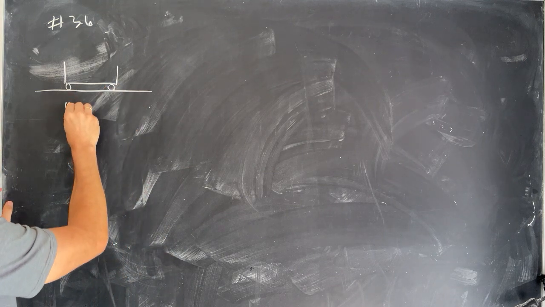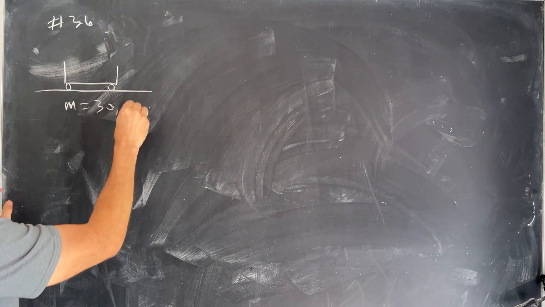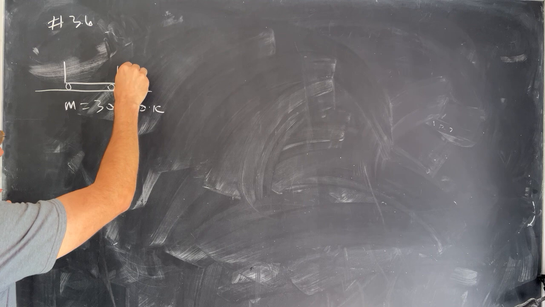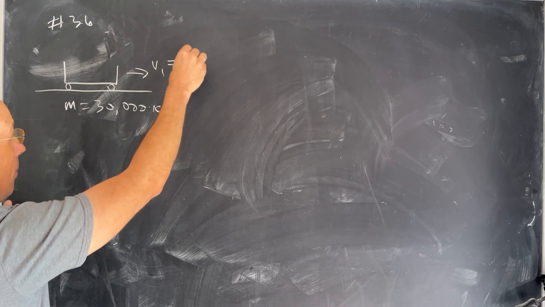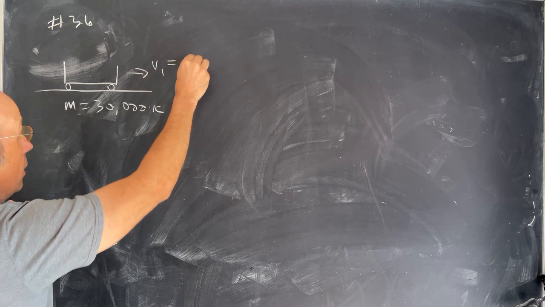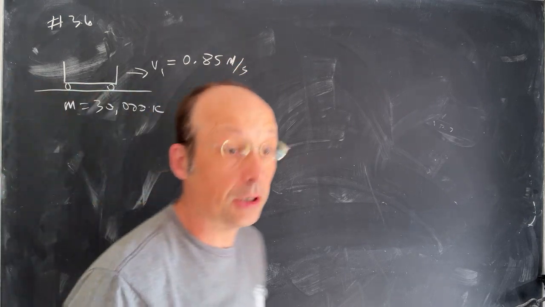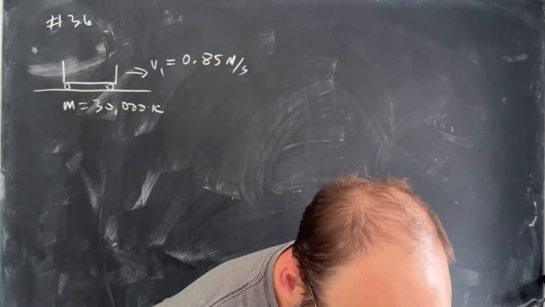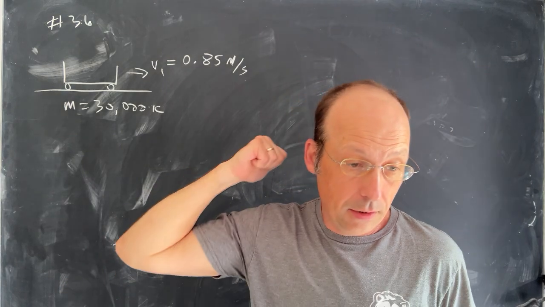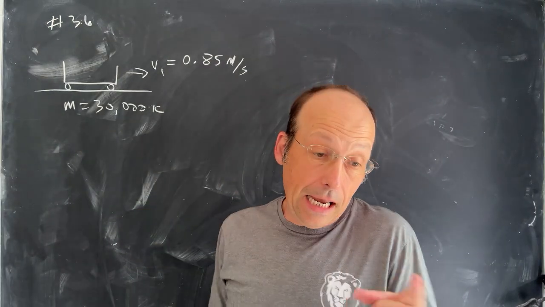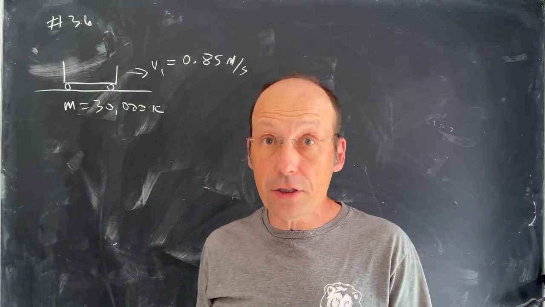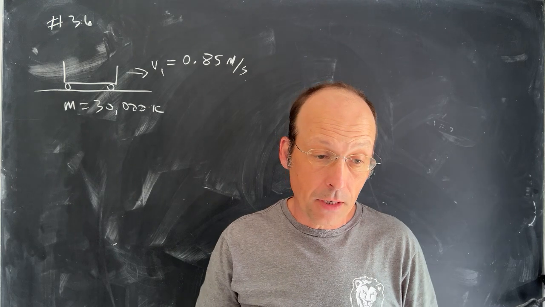I'm going to put the mass of 30,000 kilograms, and then I'm going to call this V1 because I think it might change, and that was 0.85 meters per second. Let's just double check. It says 30,000 kilograms, 0.85 meters per second. Okay, and it says negligible friction, so I don't have to worry about any frictional forces.